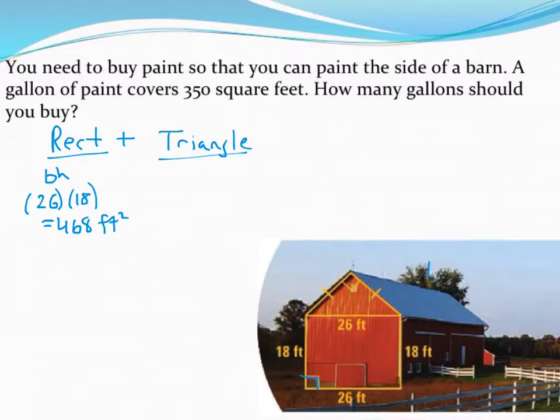The triangle is going to be a little more difficult. My formula for the area of a triangle is 1/2 base times height. But I'm noticing that 26 is actually not the base of the triangle. Since that's my perpendicular segment, those are the two sides that are going to be the base and the height. And neither one of them are known to us.